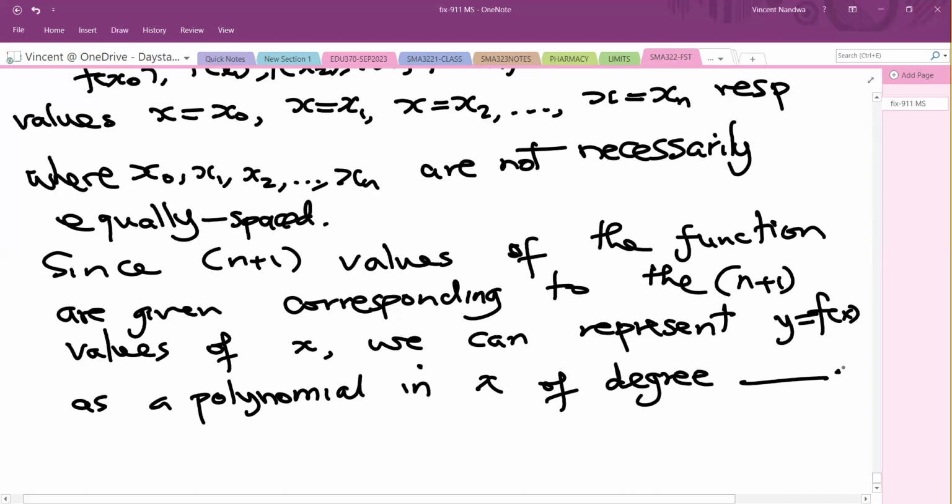So what will be the maximum degree that these n plus 1 points can define? N, correct. So we just count the total number of points and subtract 1. So n plus 1 minus 1 is n. So with n plus 1 values of the function corresponding to n plus 1 values of x, a polynomial of at most degree n will be used to approximate all those values.